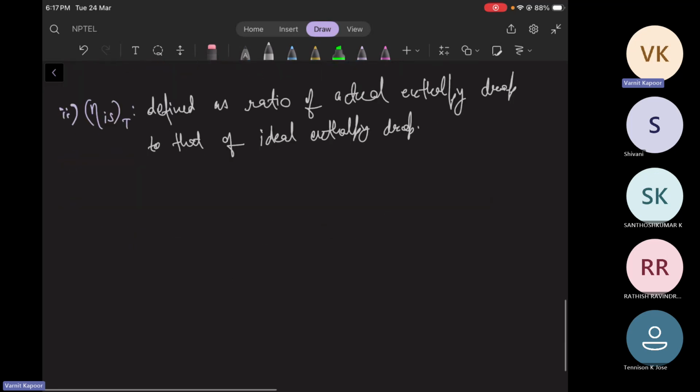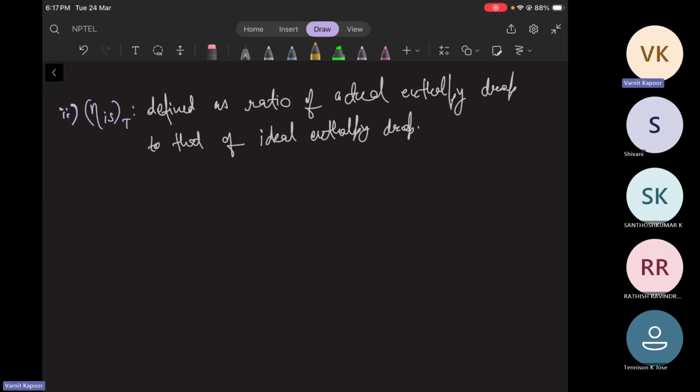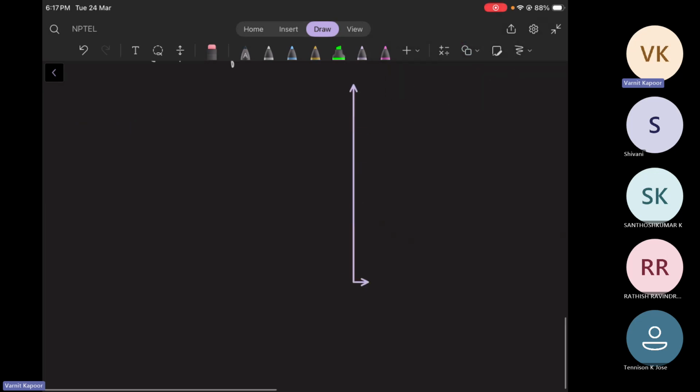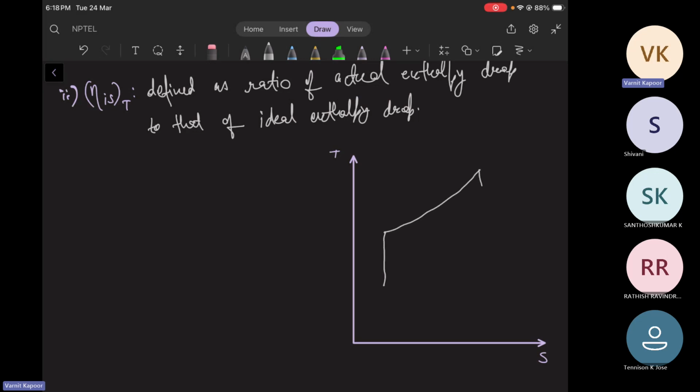Okay. Let us see from the plot. Let me make the Brayton cycle plot once again, then you will understand in a much clearer way. So we have a temperature-entropy plot. Let's make the process once again: 1 to 2, 2 to 3, 3 to 4, and 4 to 1.